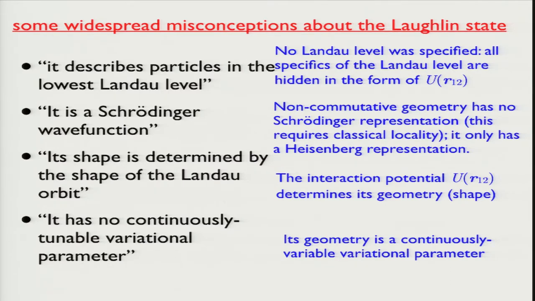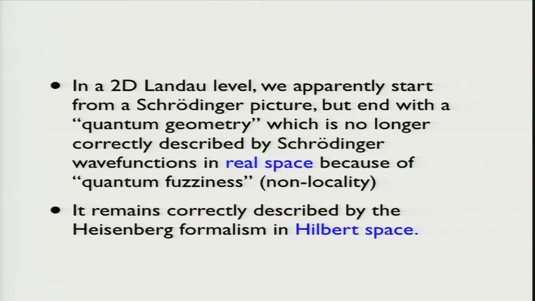And the other thing is, it has no continuously variable, tunable variational parameter. That's also incorrect. It turns out the variational parameter is hidden in the definition of the complex structure Z, which of course implies a metric, and the Laughlin state is actually a function of a metric, which is part of its relation to conformal field theory. There's a Euclidean conformal field theory hiding under this, not a Lorentz one. Okay, so as I say, in a 2D Landau level, we apparently start from the Schrödinger picture, but we've ended up with a quantum geometry.